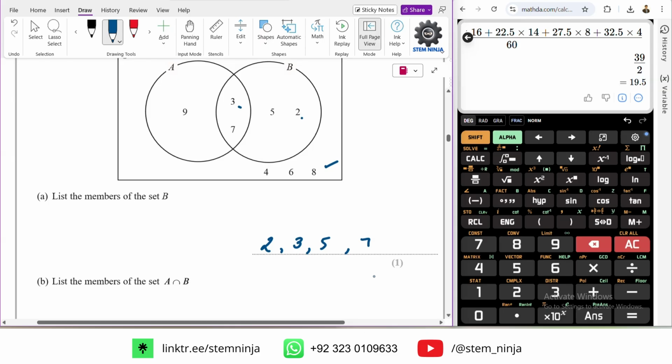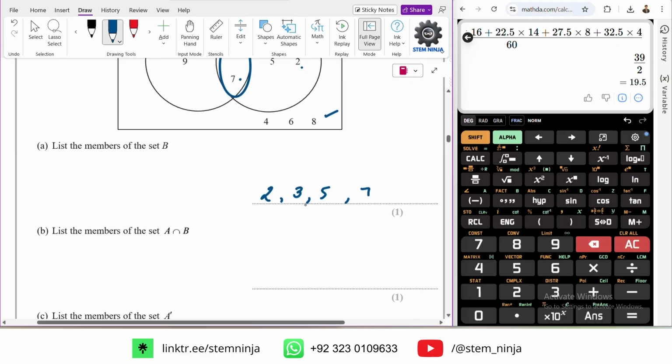List the members of the set A intersection B. So this is the A intersection B, so this would be just 3, 7.